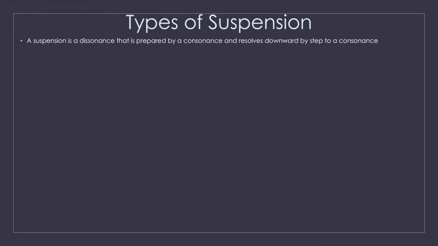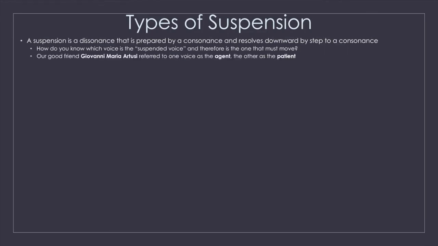So, as we noted, the suspension is a dissonance. It's prepared by a consonant and resolves downward by step to a consonant. So, how do you know which voice is the suspended voice and therefore the one that must resolve? Interestingly, our good friend Giovanni Maria Artusi, who really lived at the same time as the composer that we were talking about earlier, referred to one voice as the agent and the other as the patient. And I really like this analogy.